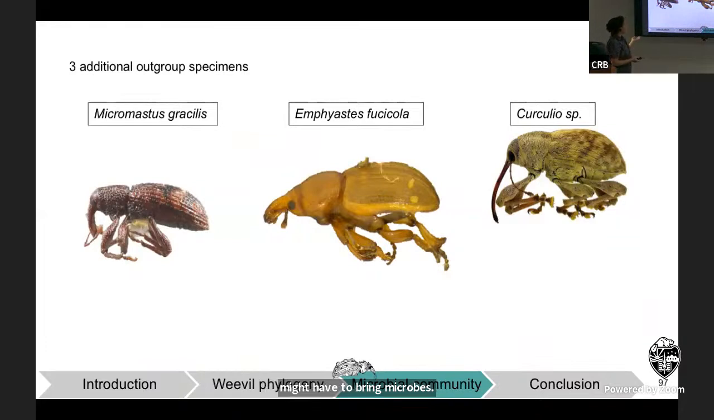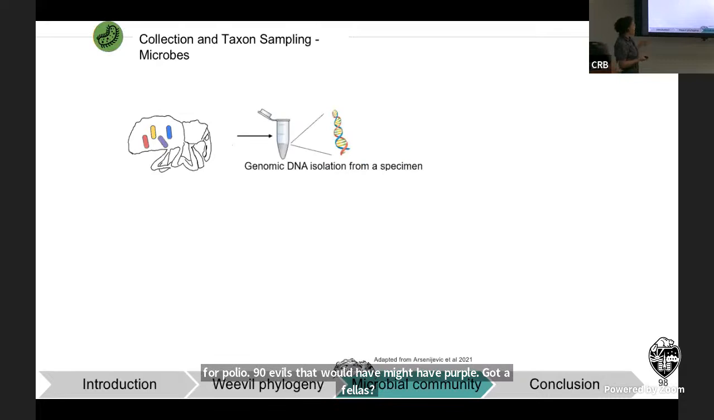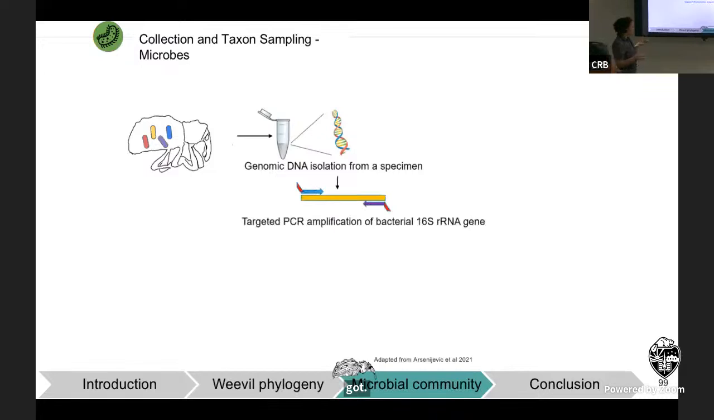So I had Micromastes gracilis and Emphiastes fusicola. Both of these are weevils that are also associated with the shoreline niche and in the Pacific Northwest. And then finally, Curculio, which is one of those Curculionini weevils that might have Curculionophilus for me to compare to. What I did, I took whole body insects, I extracted the DNA from them, and then I targeted the 16S region, the 16S gene, sorry.